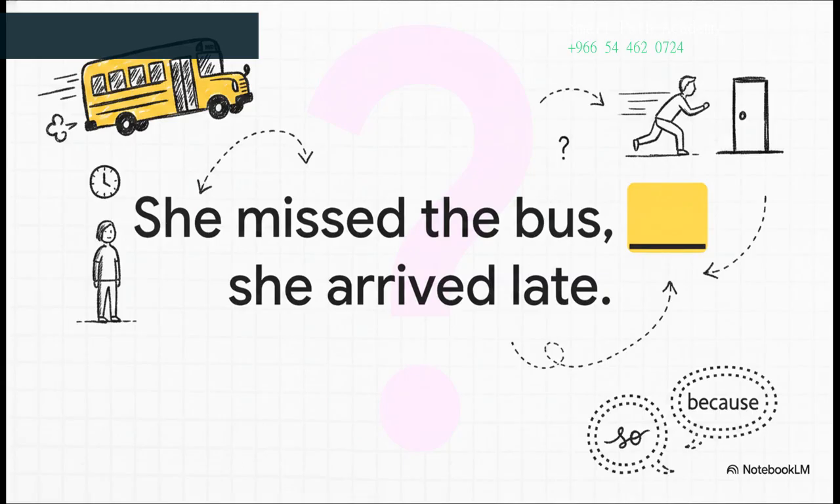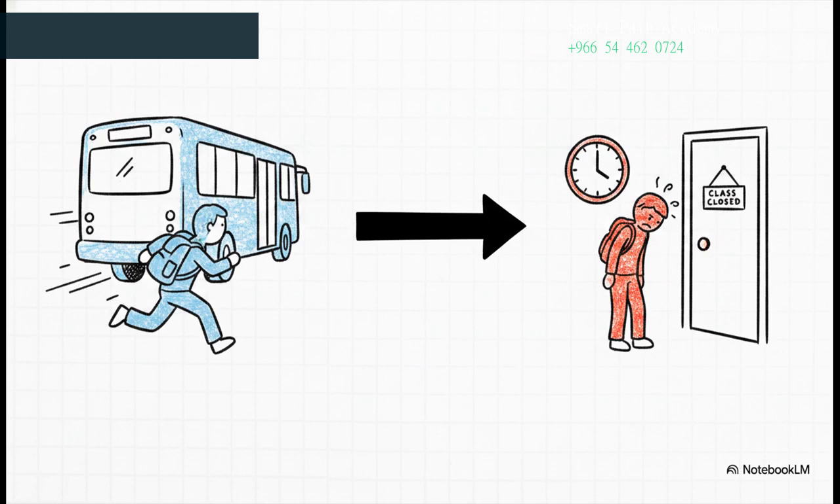She missed the bus, blank, she arrived late. Do we use so or because? Read it carefully. Really think about which event caused the other event to happen. All right, time's up. The correct word is so. So the crucial point here is that arriving late is the direct result of missing the bus. Missing the bus happened first, and the ultimate result of that specific action was arriving late. Really great work if you spotted that.